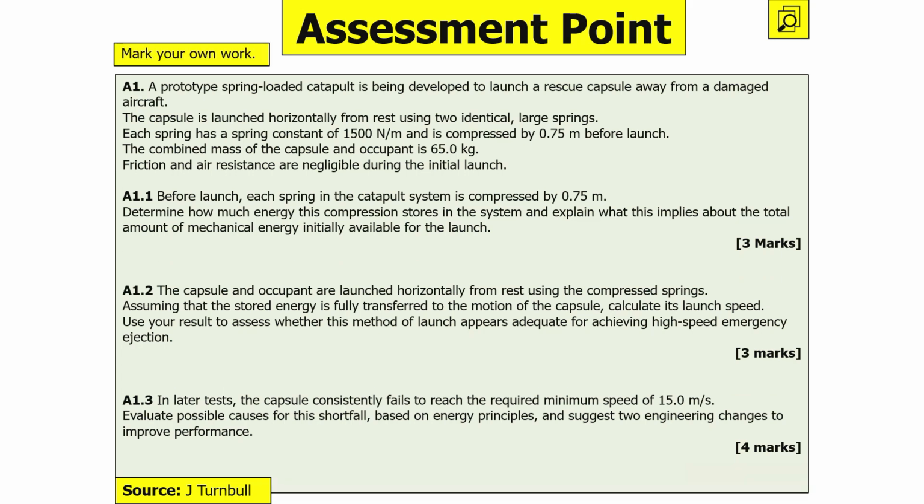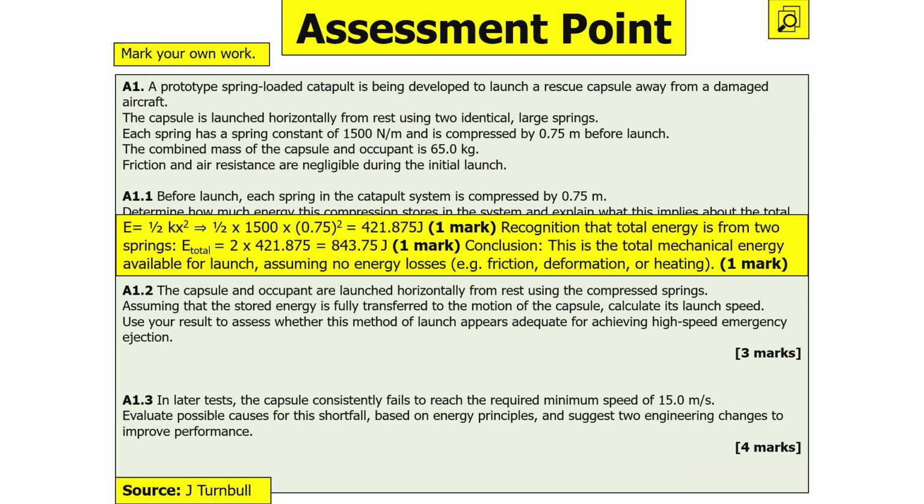Right, in this first one, we know E equals a half kx squared. Pop in all the values, you get 421.875 joules. Now the total energy is from two springs, so therefore in total the energy is 843.75 joules. So this is the total mechanical energy available for launch, assuming there's no losses in energy.